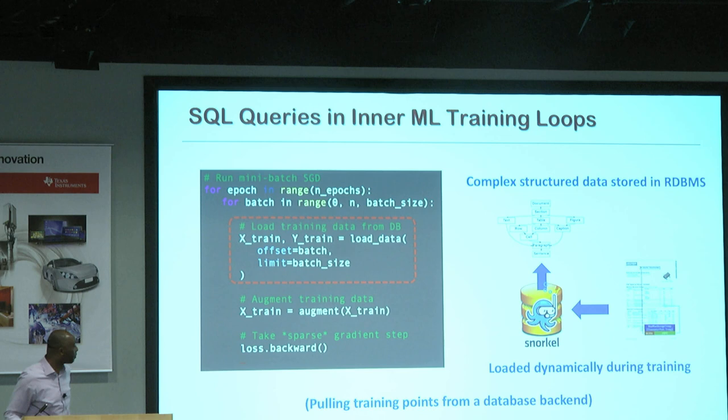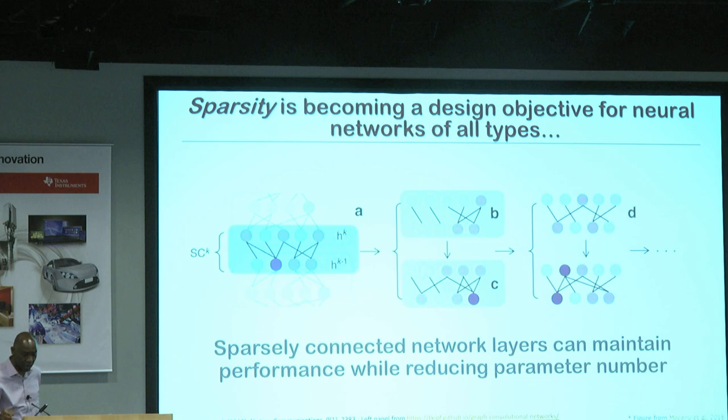So what other trends or implications of this software 2.0 do we see? Well, one of the things we're seeing with the models that get generated is the increasing use of sparsity, right? What you want is a network that has more layers and more variables, but you don't want to do this while blowing up the number of parameters. And so by sparsifying your network, you can keep its accuracy while reducing the parameters.